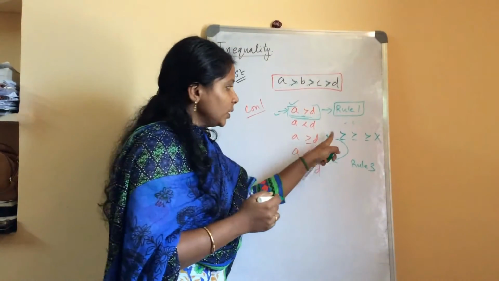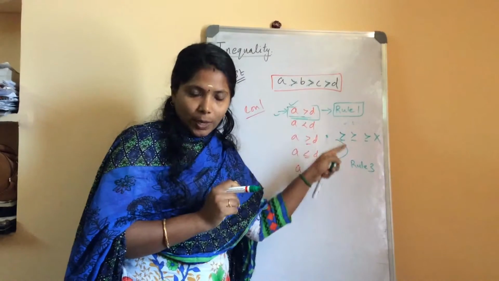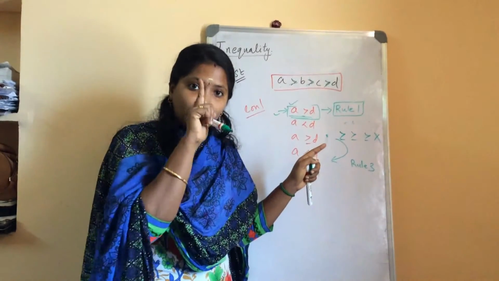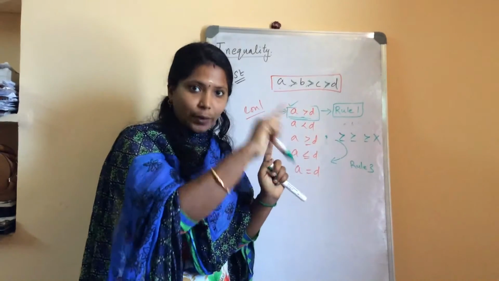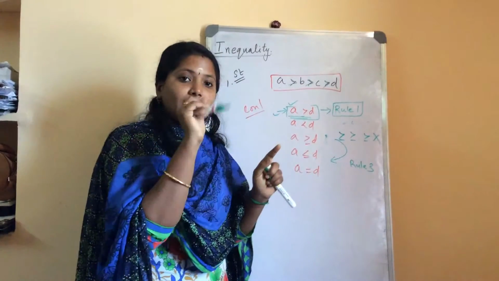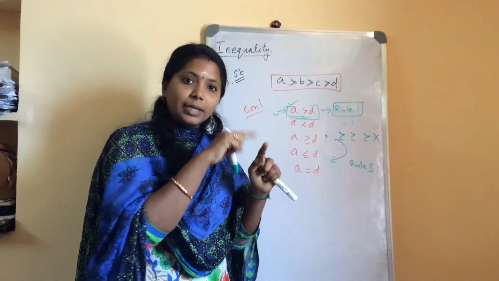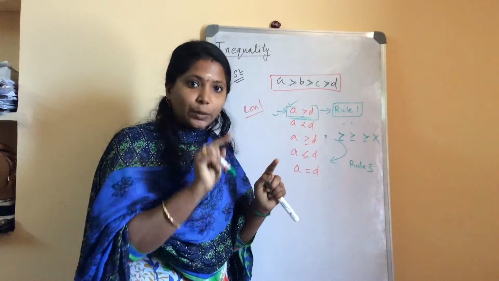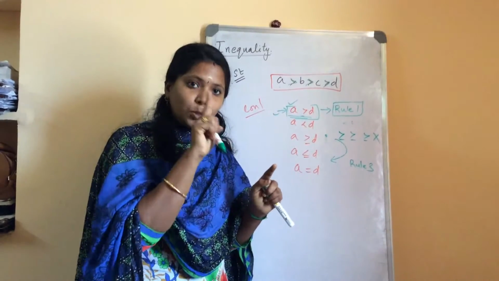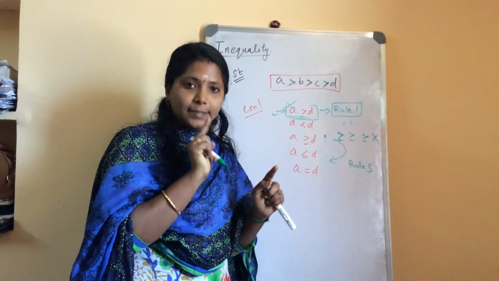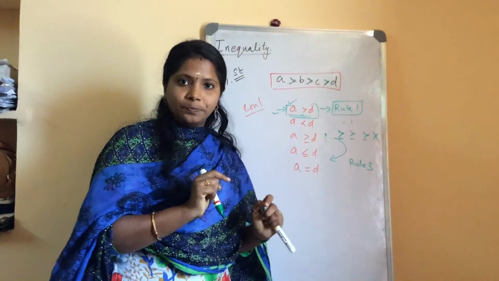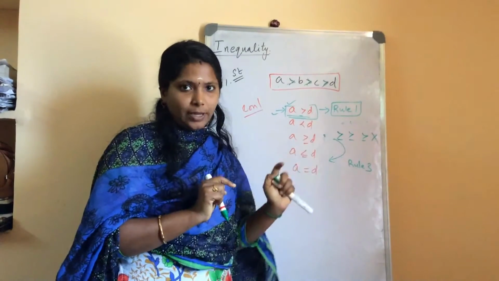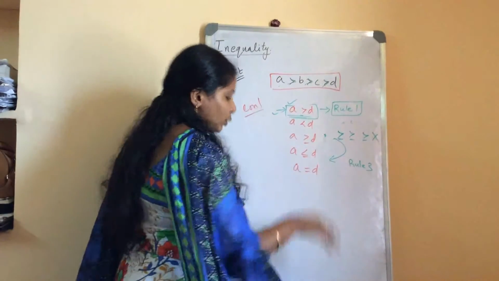Okay. Because rule number 1 says it should consider the greater than symbol from start to end, and also in the middle they can have a greater than or equal to symbol, but at least one greater than symbol should be there. Okay, then only rule 1 will be satisfied. Okay, we'll go to rule 2.